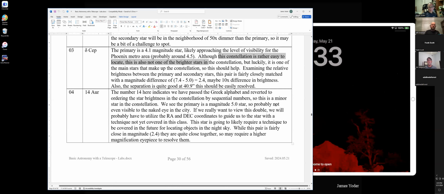Auriga 14 indicates a rather dim star in the constellation, because remember the naming conventions: the stars go from alpha, beta, gamma, all the way through the Greek alphabet. Those are the brightest stars, and after that they just start numbered 1, 2, 3, 4, 5. So this is the 14th after the Greek alphabet, so it's a fairly dim star. Its primary star is magnitude 5, so we wouldn't be able to see it as a naked eye star. In the really deep sky, you could see it. They're fairly close in magnitude and quite close together, so we require a higher magnification eyepiece to resolve them.